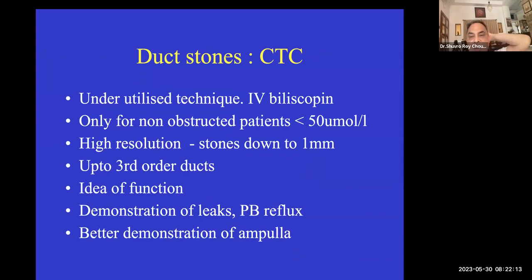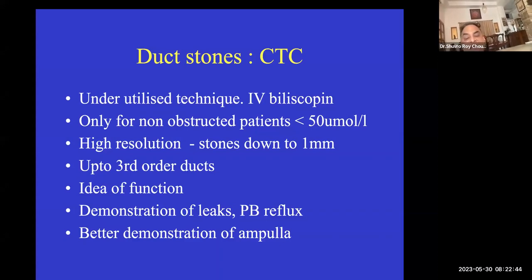And I don't want to talk about CT colonoscopy, not CT colonoscopy, CT cholangiography for a non-obstructed patient with a bilirubin of less than 50 in Western numbers. So that applies to about 2.7 bilirubin in our terms. But it used to have fantastic resolution down to 1 millimeter and to see up to the third order ducts. And it gave you an idea of function.